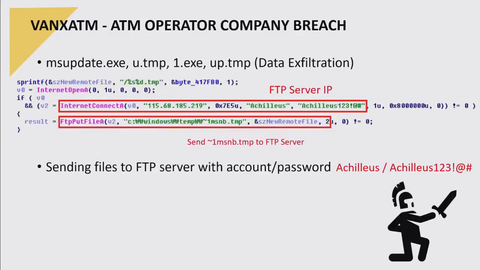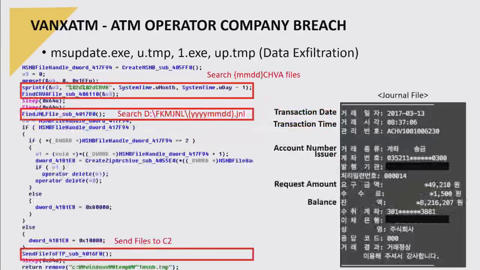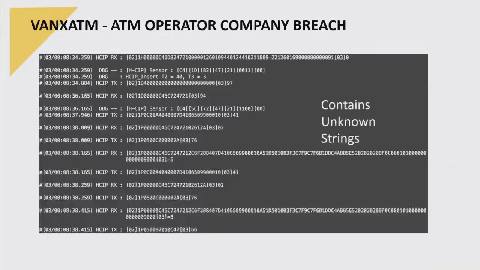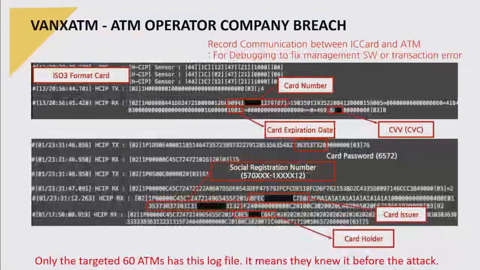So remember I talked about they will search for a file named CHVA. What is this file? We discovered this file on the C2 server, and when we opened it, we looked at the text inside. We don't know what it is. We totally didn't understand it. We thought it's some kind of encoded string or something else. We didn't know. But after investigation, it was actually not encrypted.